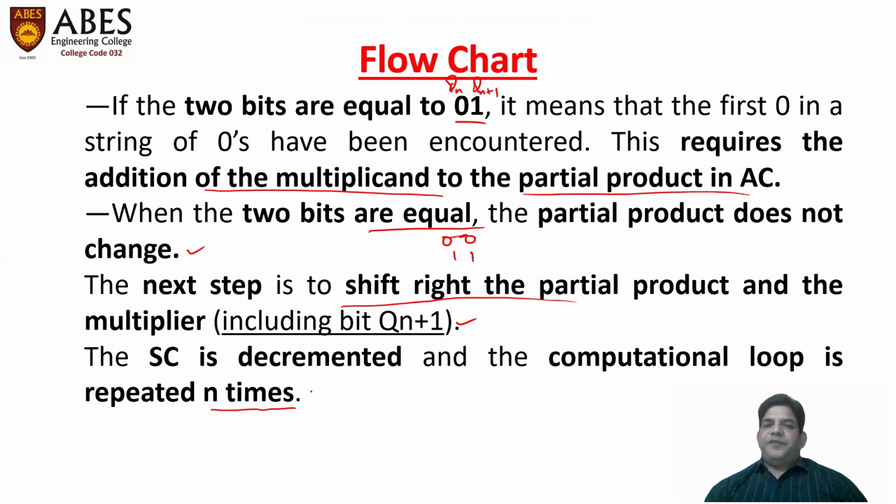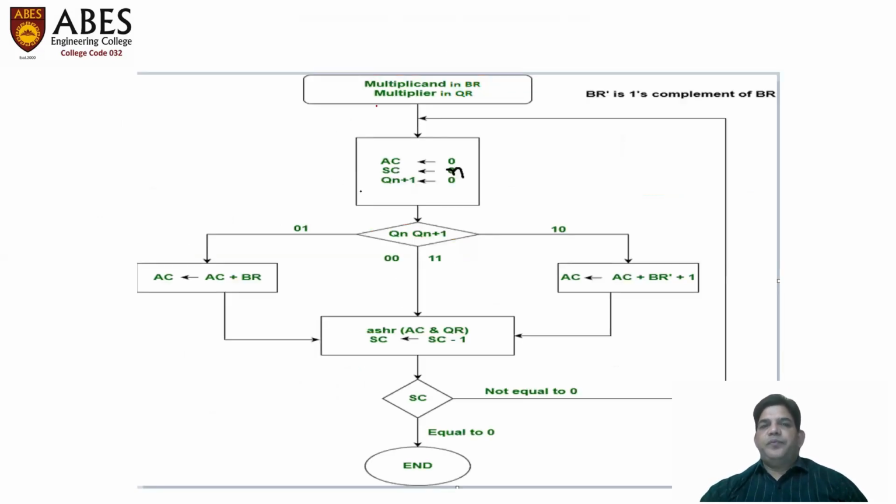So here we can say, this is the loop. We can store the multiplicand in the BR register and the multiplier in the QR register. Initially, the accumulator is set to 0. The sequence counter is set to the number of bits in the multiplier. Qn plus 1 is initially set to 0. And we have to inspect these two bit positions, that is the Qn bit and the Qn plus 1 bit.